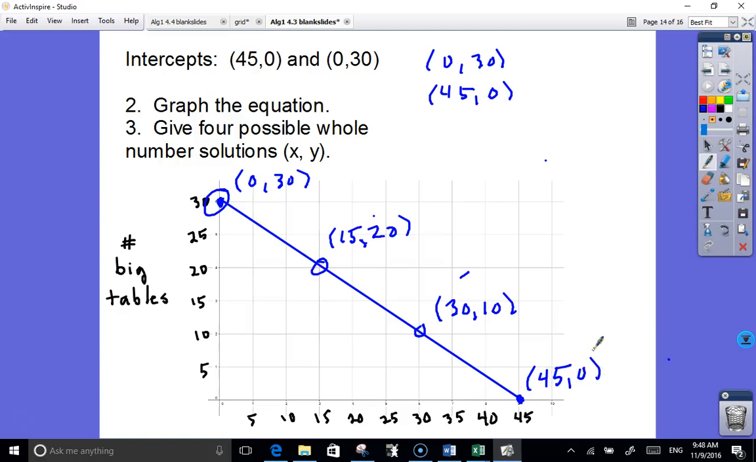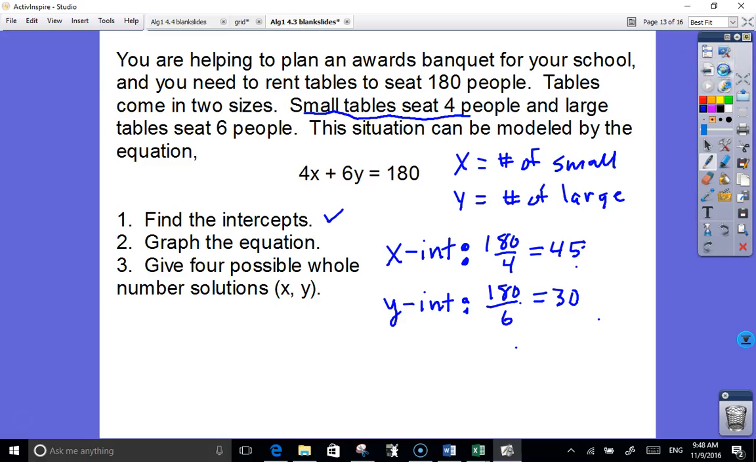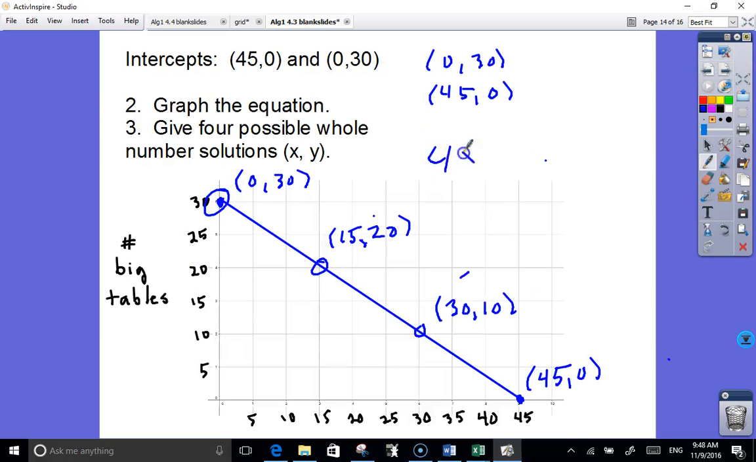How do you confirm that? You plug them into the equation. The equation, again, was 4x plus 6y equals 180. We know the 30 and the 45 work, but you could just check. 4 times 15 is 60, and 6 times 20 is 120. So 60 plus 120, 180. How about this one? 4 times 30 is 120, and 6 times 10 is 60. 120 plus 60. So they all add up.